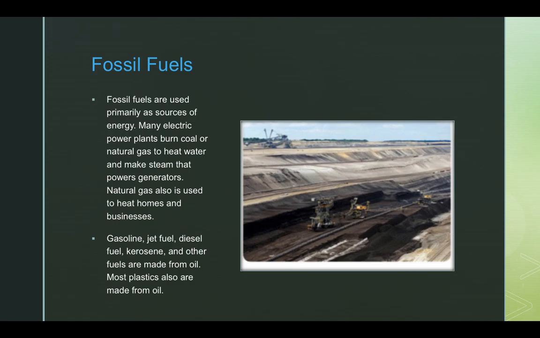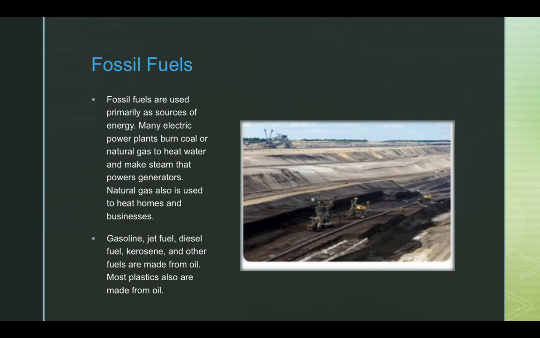Many electric power plants burn coal or natural gas to heat water and make steam that powers generators. Natural gas also is used to heat homes and businesses. Gasoline, jet fuel, diesel fuel, kerosene, and other fuels are made from oil. Most plastics are also made from oil.